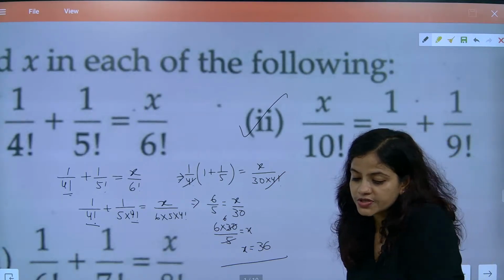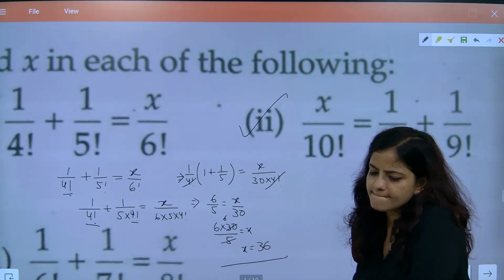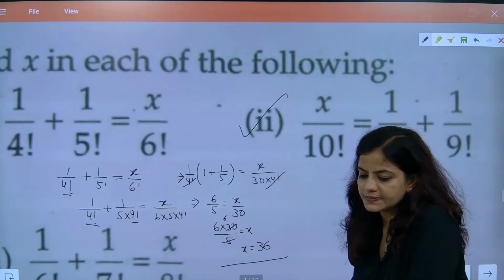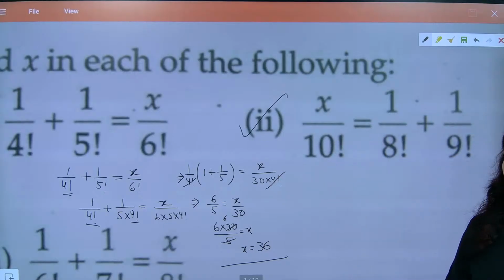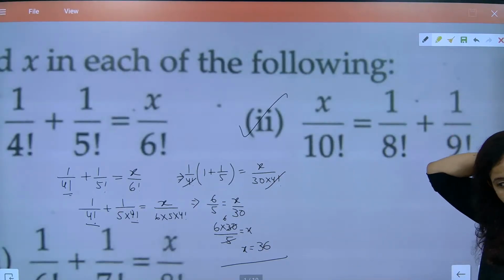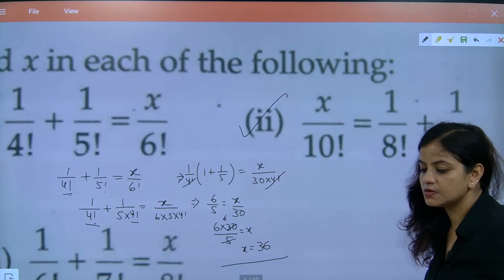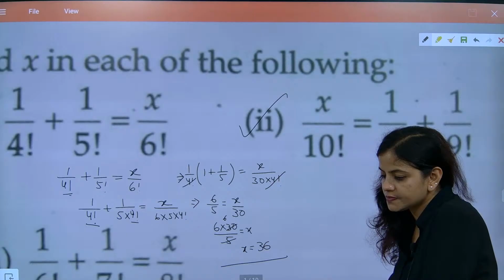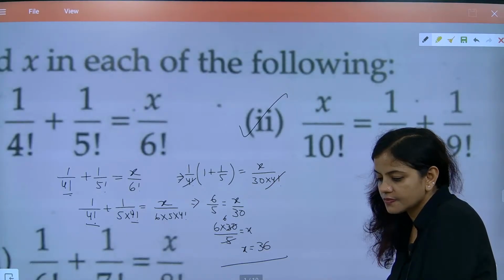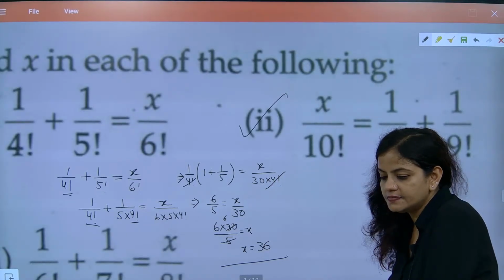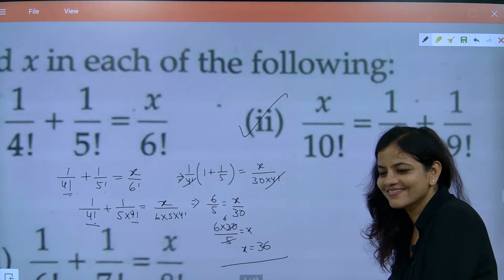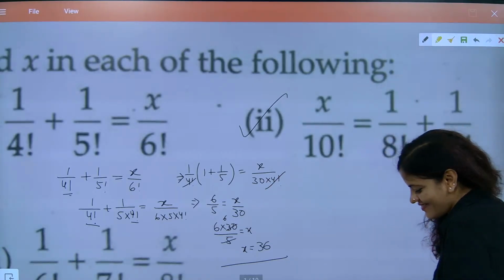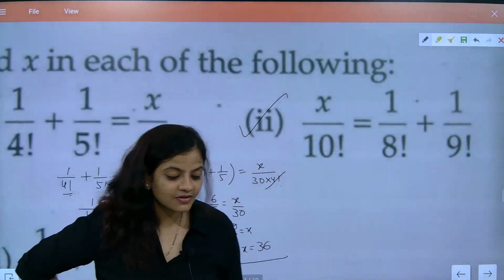Come on, solve this question now. Done? Can I solve?